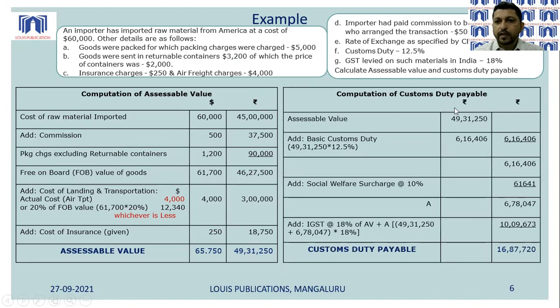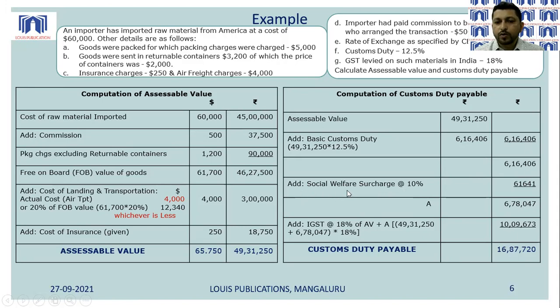Let's look at the customs duty payable. So as usual, first I record the assessable value 49,31,250 in the inner column. Then customs duty given is 12.5%. So basic customs duty, 49,31,250 into 12.5%, is 6,16,406. I write the same number in the outer column, 6,16,406. Nowhere are NCCD, CVD, or any other special duties mentioned. So I total 6,16,406. That is the value.